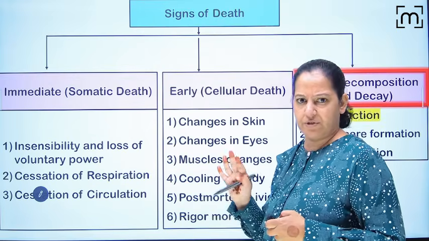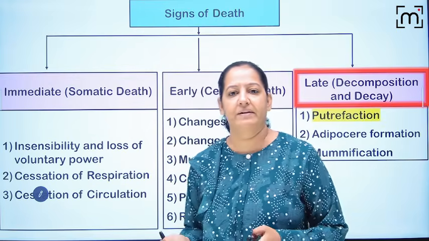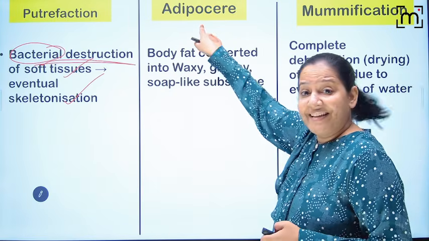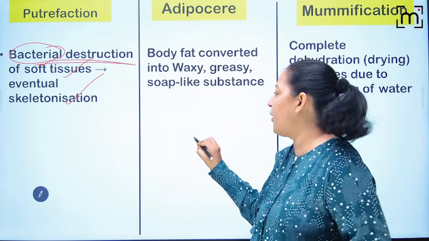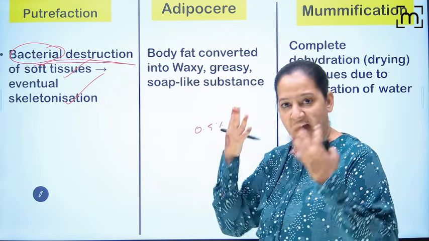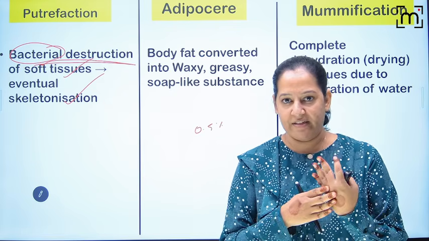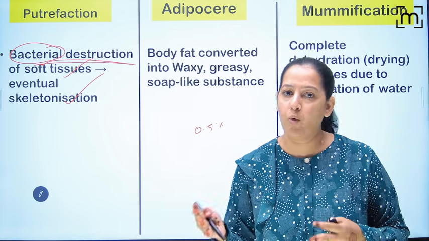First you learn the definitions of the 3, then I will give you the details of all 3 one by one. The second is adipocere formation. What is adipocere? We all have fat in our body, no? We have subcutaneous fat in our body. Our entire body contains fat, whether the person is lean, thin, obese, whatever.